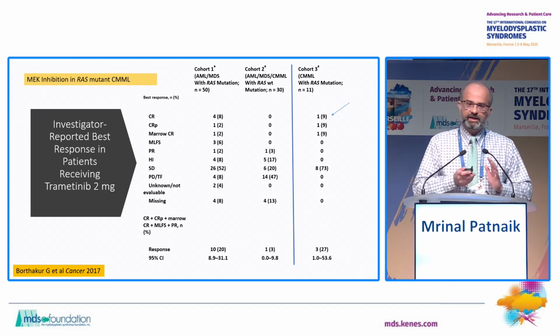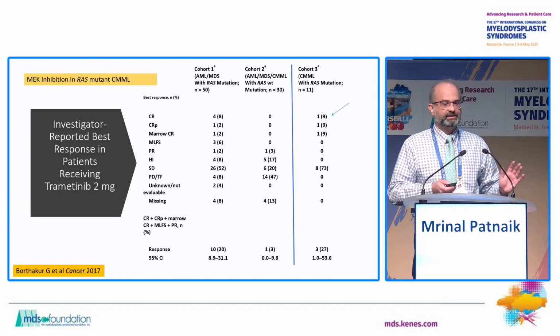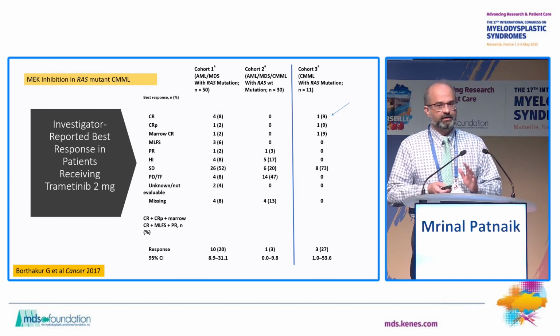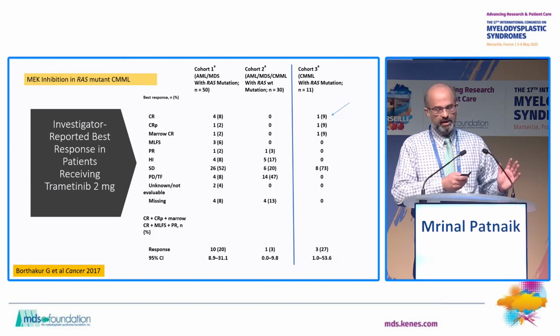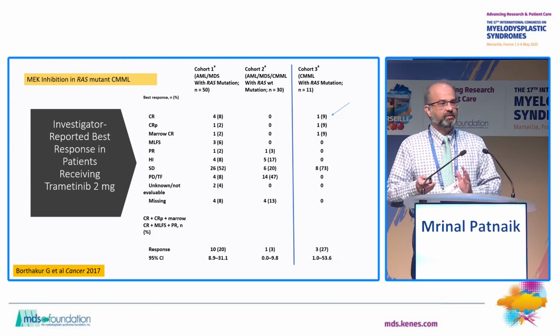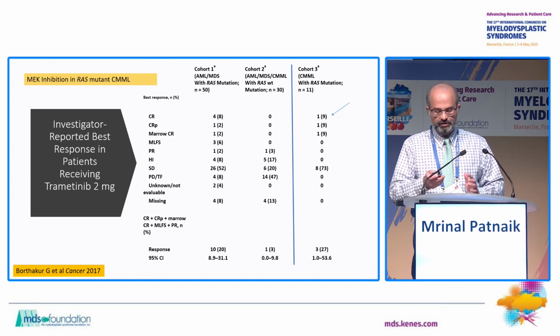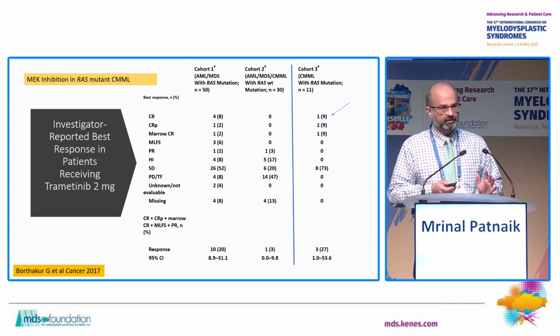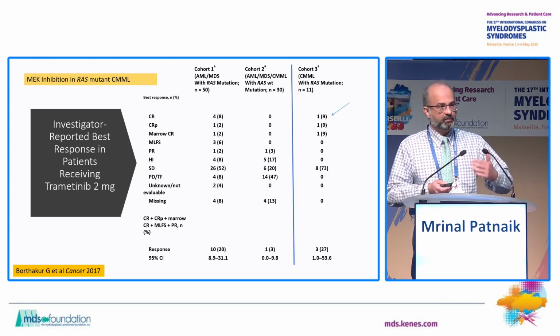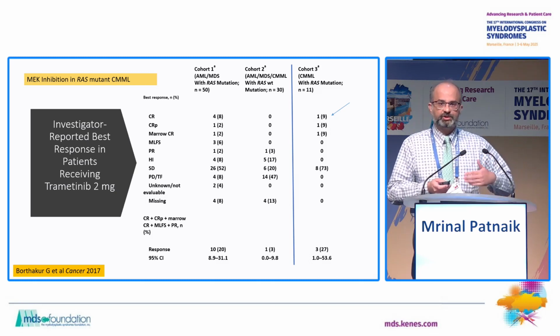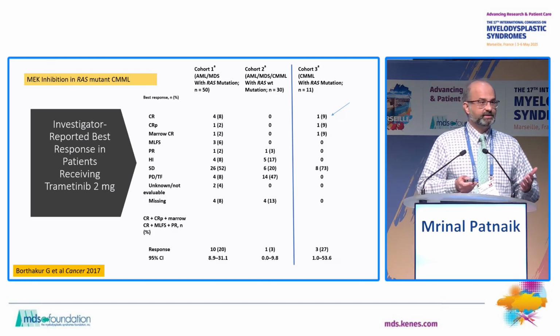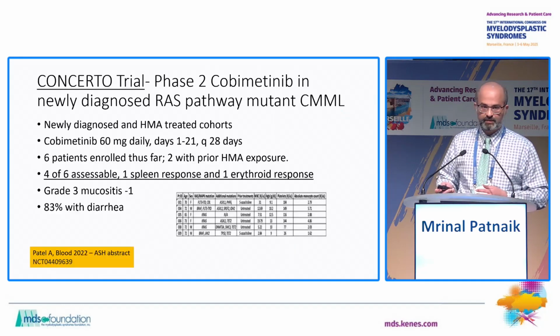And MEK inhibition has been tried. I take you back to 2017. This was a trial where trametinib was used. It was an AML predominant trial, but it did have a CMML cohort that was RAS mutant, and only one patient in that group had a response, but the toxicity was significant. So not just diarrhea and skin rash. Over 3 to 7 weeks, a lot of people start dropping the ejection fraction because of off-kinase inhibition through trametinib.